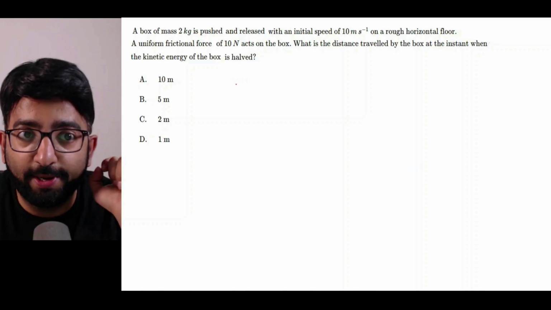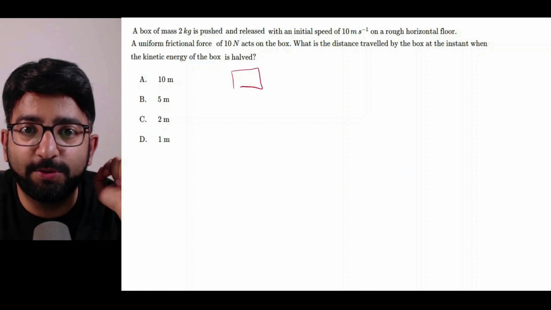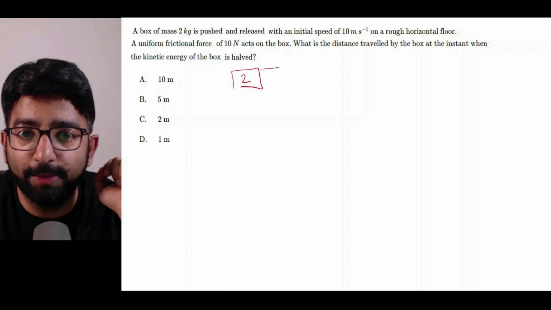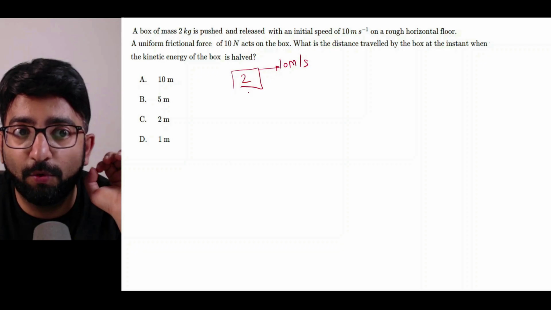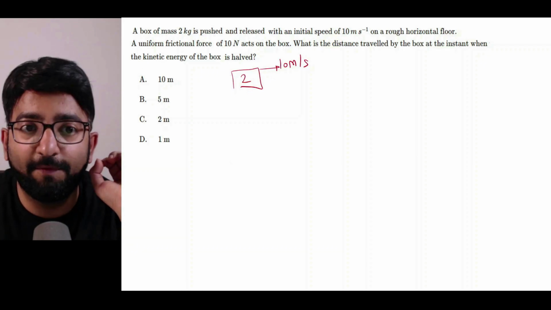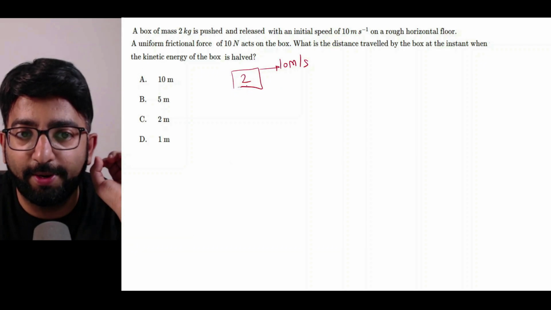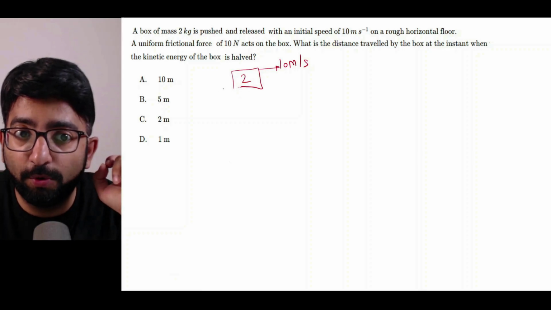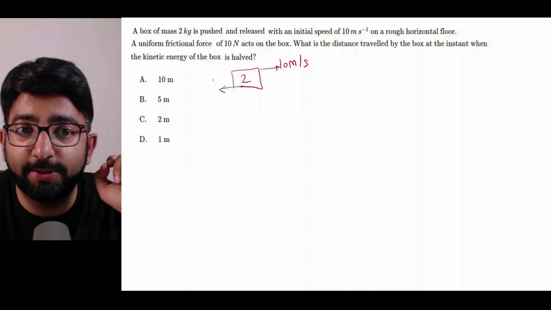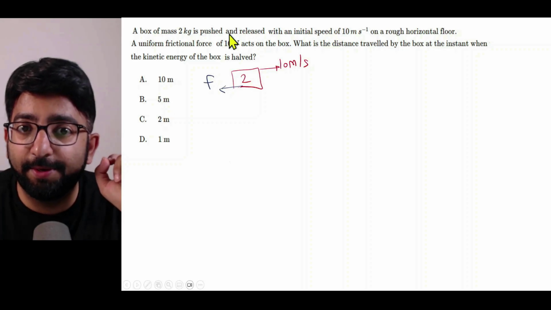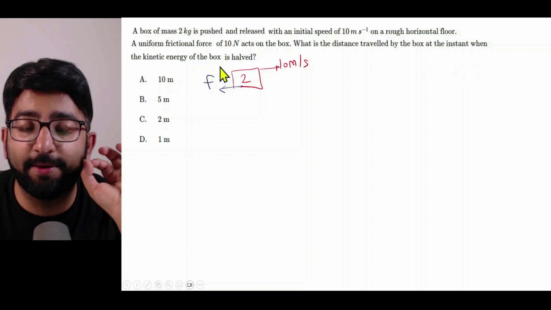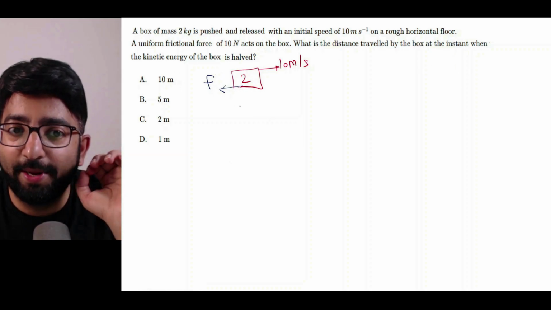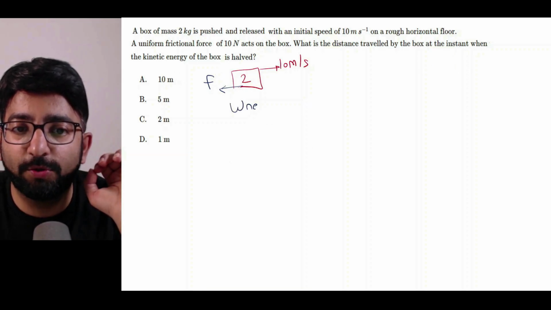A box of mass 2 kilograms is pushed and released with an initial speed of 10 meters per second. So let's draw that. It is moving on a rough horizontal floor. A uniform frictional force of 10 newtons acts on the box. So let's draw. Friction will oppose the motion. So in this case, we can draw the direction of friction to be left. The question is, what is the distance traveled by the box at the instant when the kinetic energy of the box is halved? So let's use the work energy principle to solve this question.